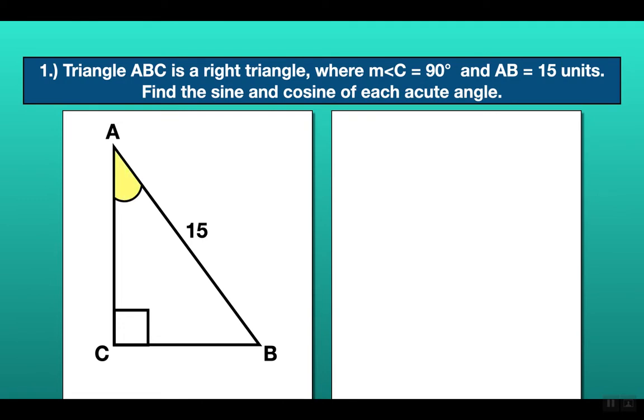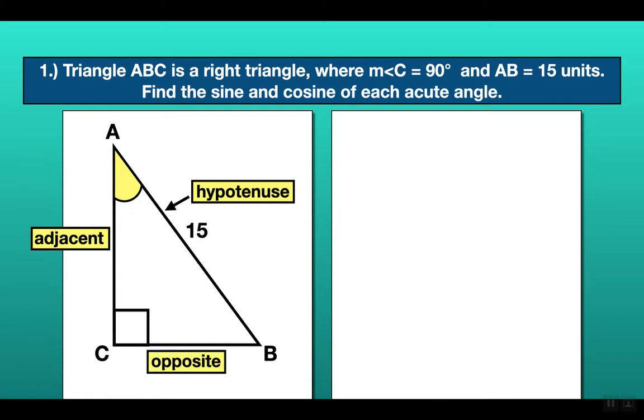From the point of view of angle A, let's identify the different sides. We'll start with the hypotenuse. The hypotenuse is always the side opposite the 90-degree angle. So there we have our hypotenuse. Side AC is the adjacent side, because adjacent means next to, and that's the only other side that's next to angle A. And then side CB is going to be the opposite side.